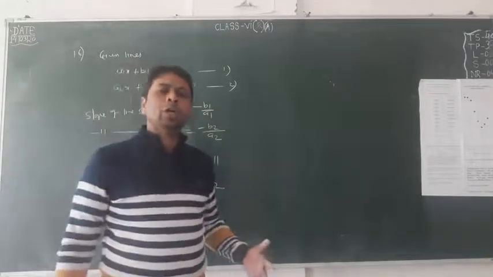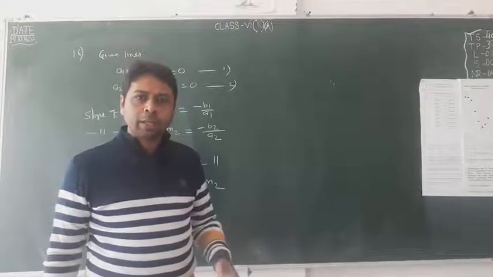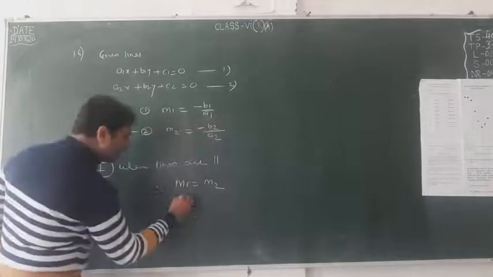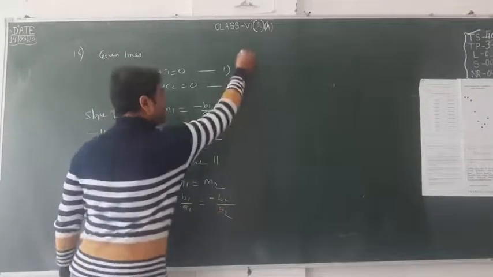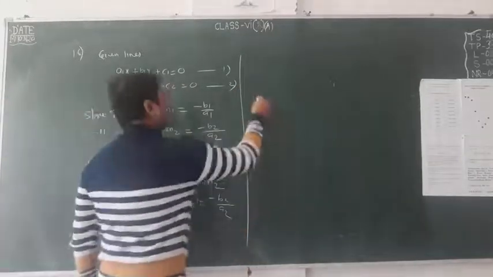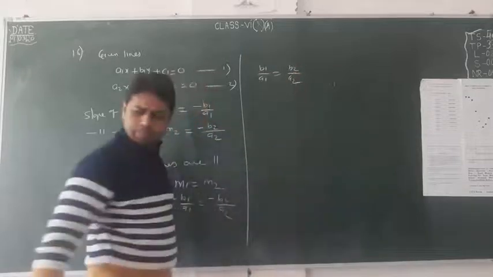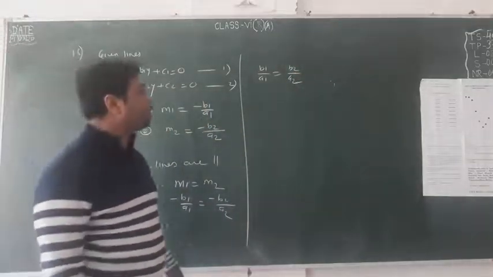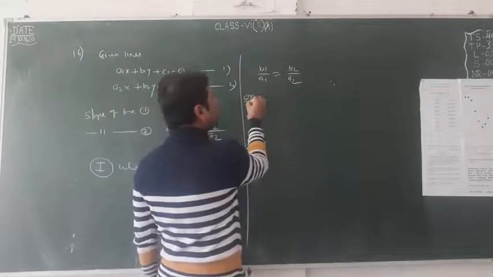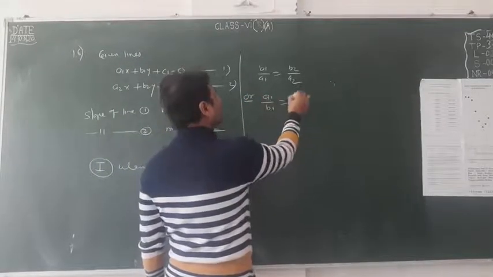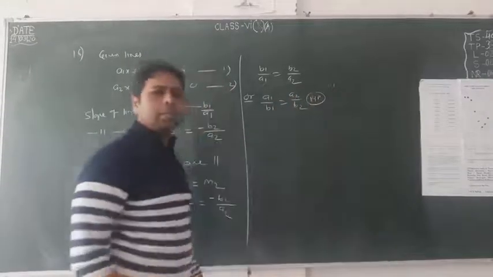Now recall your previous knowledge. When lines are parallel, their slopes are equal: m1 equal to m2. I will write minus b1 upon a1 equal to minus b2 upon a2. Minus and minus cancel. I got b1 upon a1 equal to b2 upon a2. What the question asked is a1 upon b1 equal to a2 upon b2. This is very easy. Or you can use the inverted rule, a1 upon b1, a2 upon b2. Hence proved. This is first done.